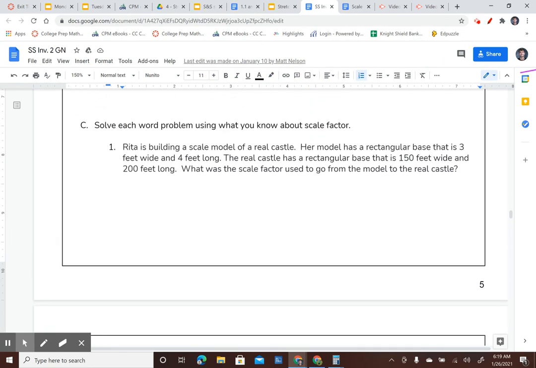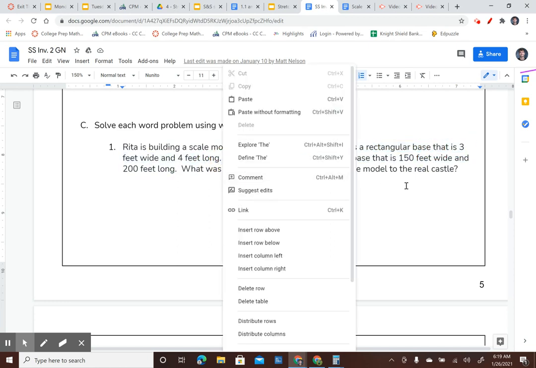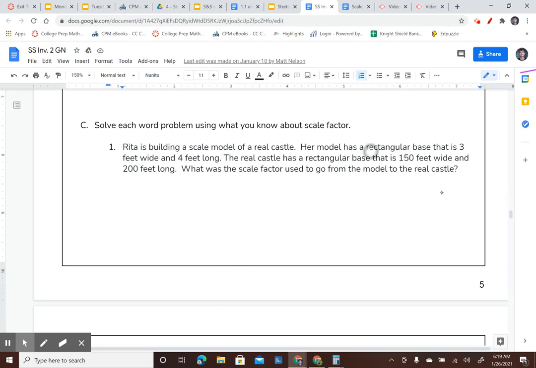Now here's where the real world problems come in, and I like these because then it gives you an idea of where you would actually use this. So it says Rita is building a scale model of a real castle. Her model has a rectangular base that is 3 feet wide and 4 feet long. All right, so we have a rectangular base. That tells me what shape it's going to be. And it doesn't matter if you draw this to scale, so any rectangle will do. And it's 3 feet wide and 4 feet long.